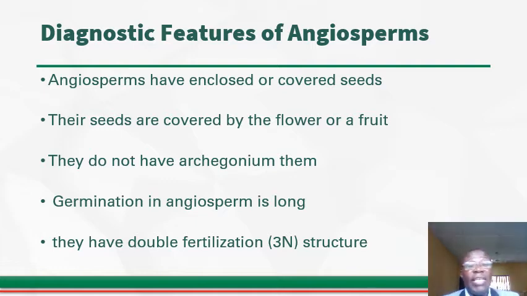And the angiosperms have double fertilization. That is, they have what we call 3N structure. During the double fertilization, one nucleus will fertilize the ovule, another one will fertilize the endosperm, and then the other one will fertilize. And that is what we call 3N. So the zygote is a triploid in nature, and that is why we say it is a 3N structure.